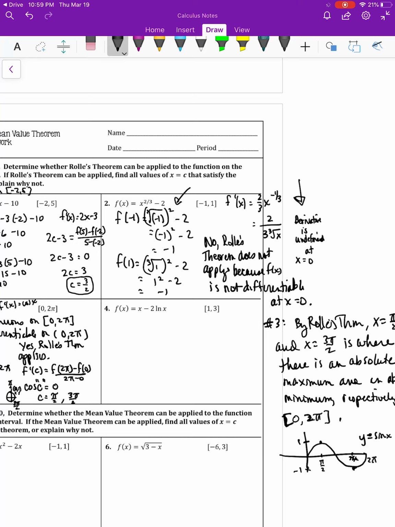This one on the interval from 1 to 3, number 4, looks fine in terms of there's not a discontinuity, because that's only going to happen if it were 0 or negative. So the next thing we need to check is, does f of 1 equal f of 3? So 1 minus 2 times ln 1 would be 1, because ln 1 is 0. F of 3, 3 minus 2 times ln 3, okay, that's not going to be 1. So you're going to say no, Rolle's theorem does not apply.